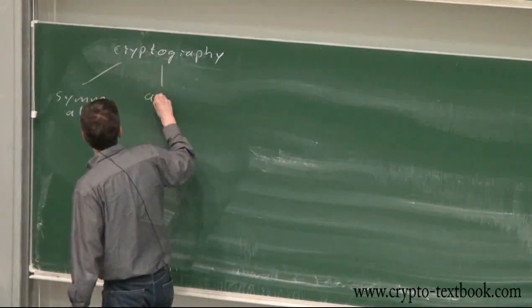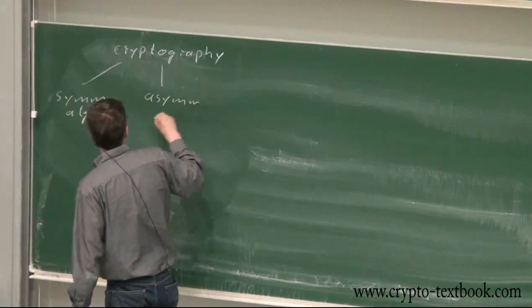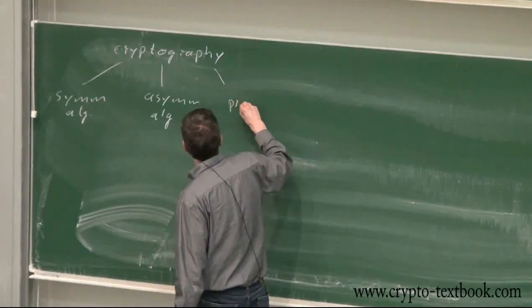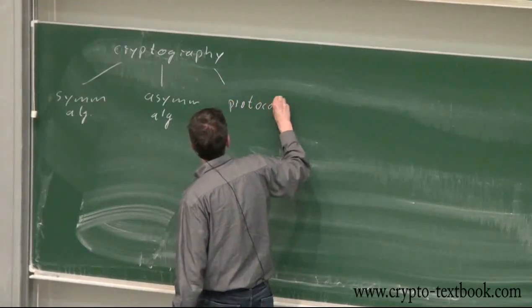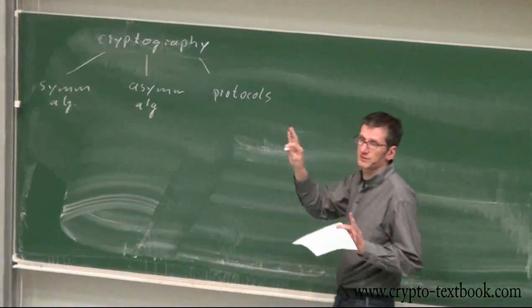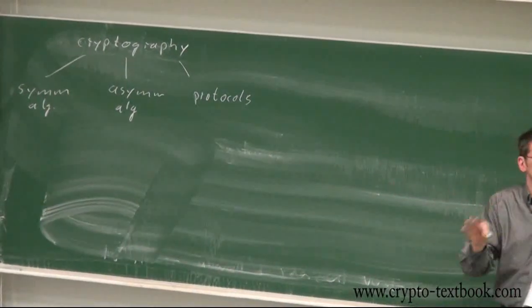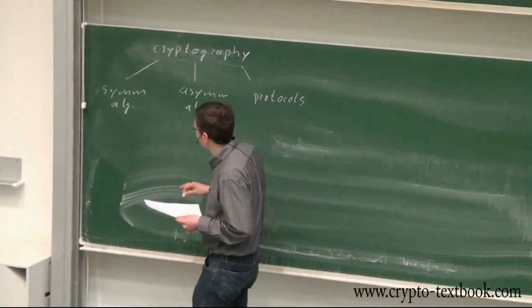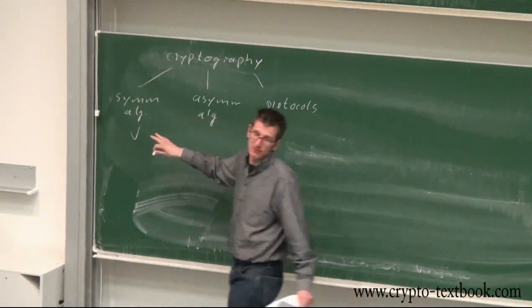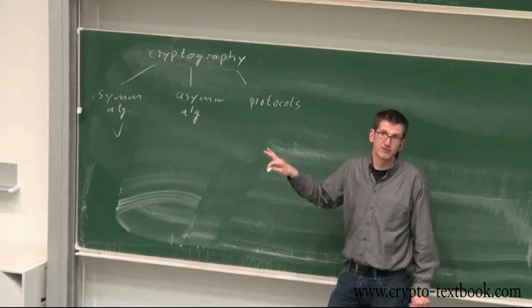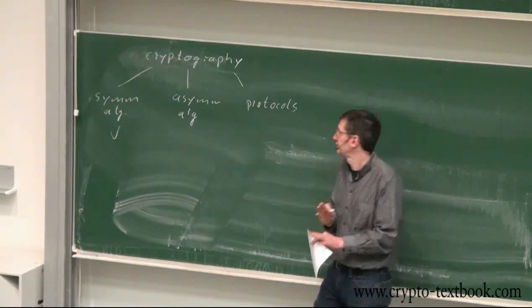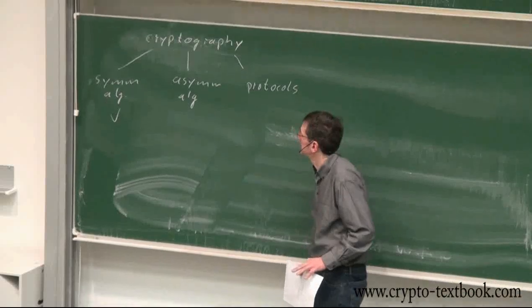There's asymmetric algorithms, and there's protocols, whatever. And we define protocols pretty loosely, as you will see in a month or so. So we're done with symmetric algorithms. Actually, we've been done for quite a while. So we are right in the middle, as you will see, almost literally in the middle of asymmetric cryptography.